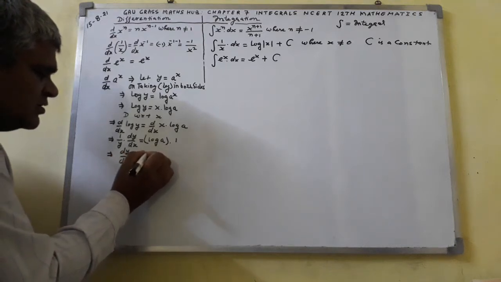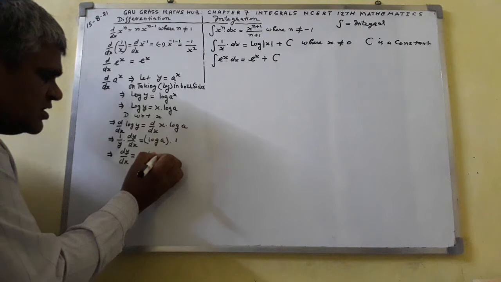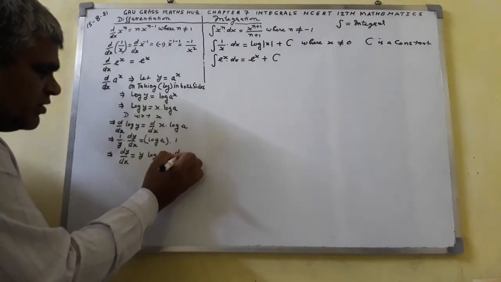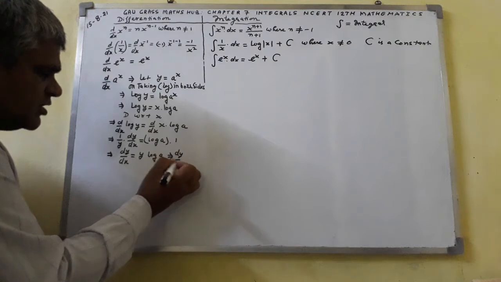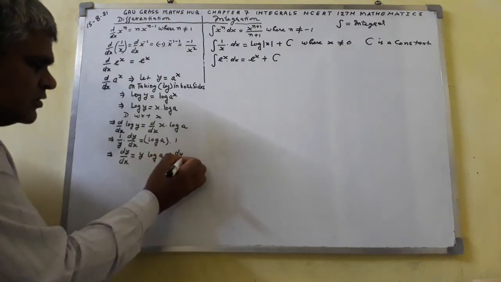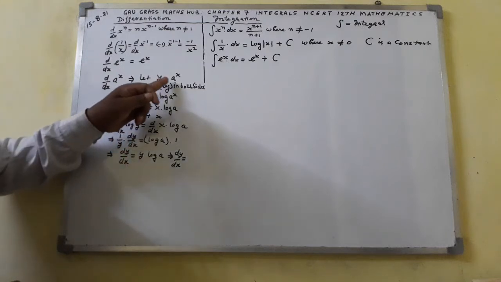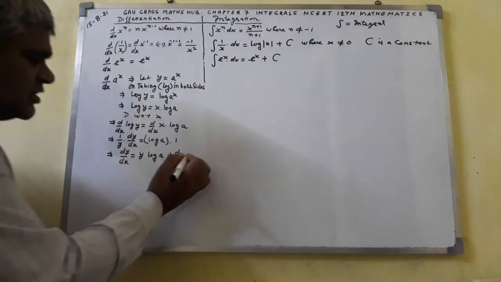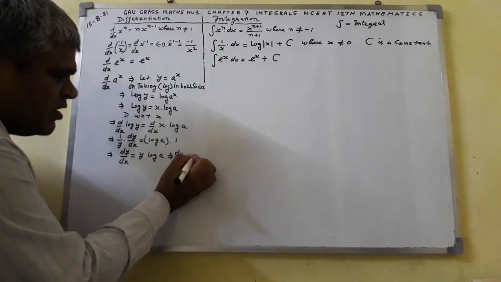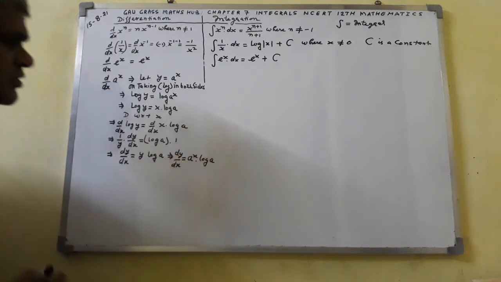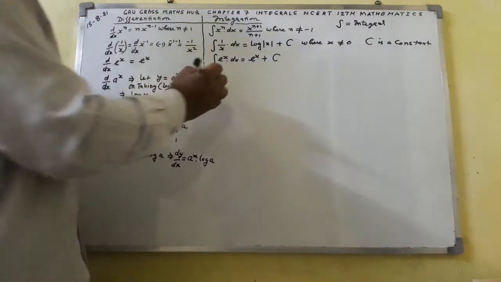You will get here dy over dx equal to y dot log a. Put the value of y, we have got a raised to power x. So here write dy over dx equal to a raised to power x dot log a. This is the formula, remember this one.